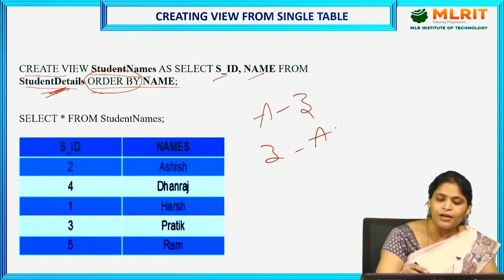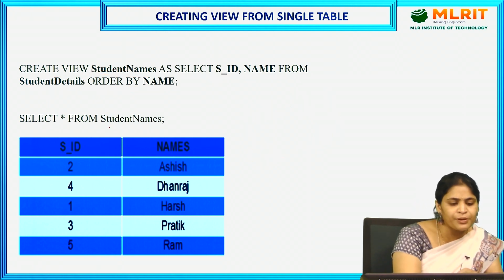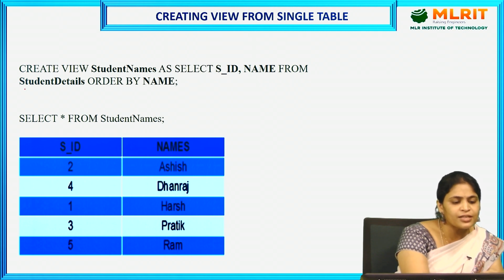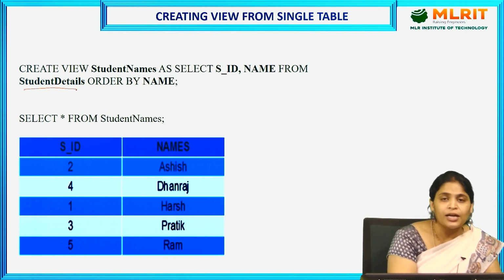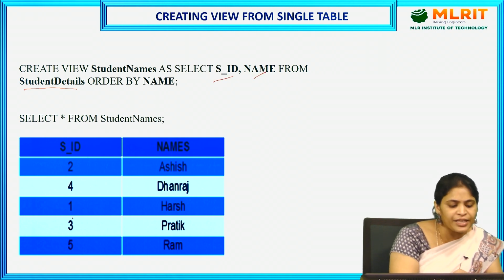So by considering this representation, the names will be printed. Let us see this example. Here we consider the student details table and retrieve ID and name. See here, ID and name.